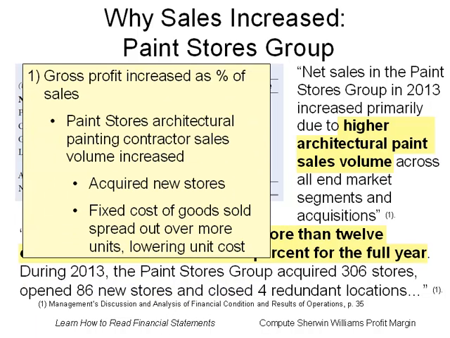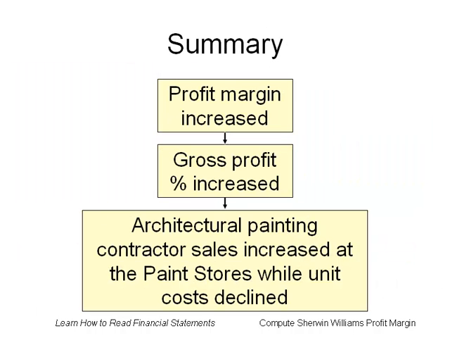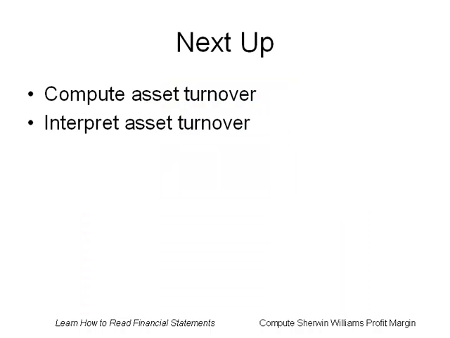So in summary, the gross profit percentage increased because of higher sales from the Paint Store Group due to new store acquisition. The effect of the manufacturing and selling more paint spread fixed manufacturing costs over more units, lowering the unit cost. Therefore, we can conclude the following about the profit margin for Sherwin-Williams in 2013. The profit margin increased from 2012 because the gross profit percentage increased. The gross profit percentage increased because of architectural painting contractor sales volume increases at the Paint Stores Group, which caused unit costs to decline. Next, we will examine the asset turnover ratio for Sherwin-Williams.